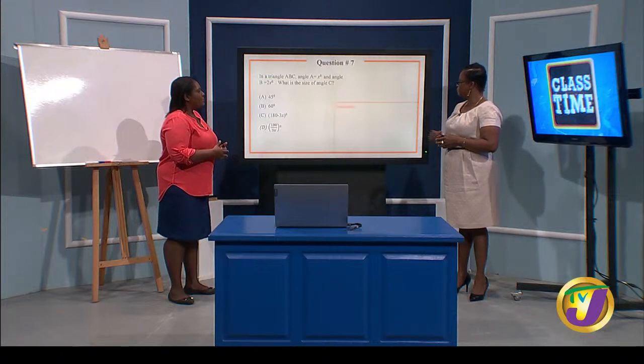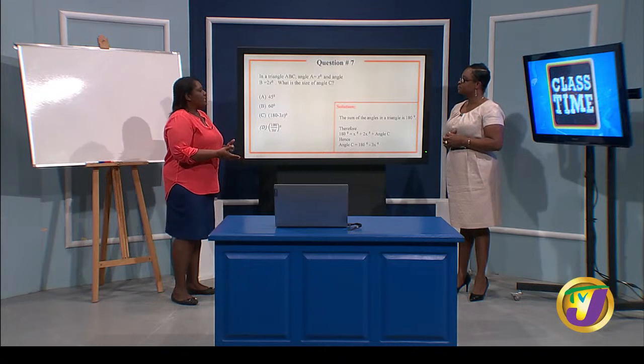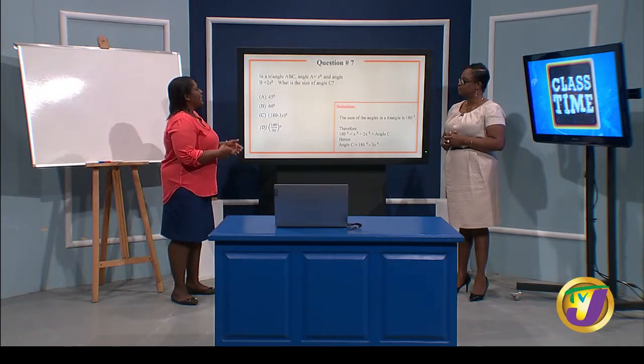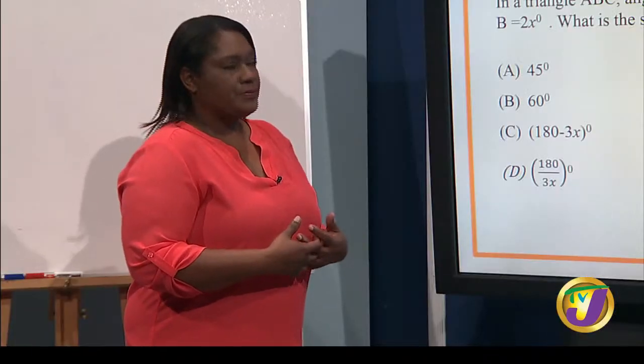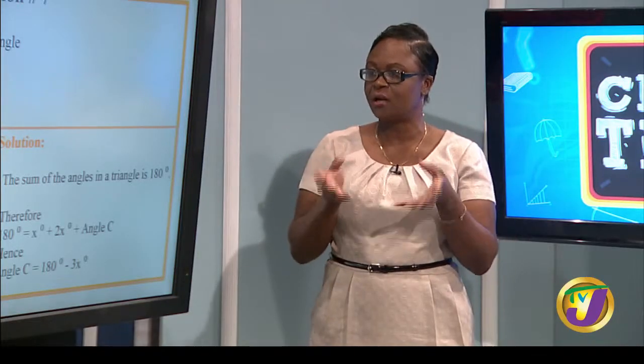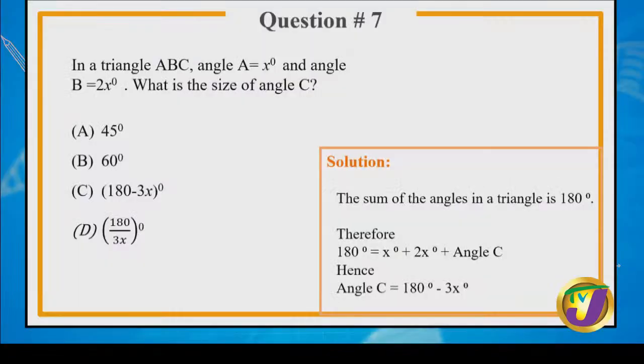If you're having problems coming up with that, put the information that you're given inside a triangle and what it is that you are required to find. We understand that the sum of the interior angles of a triangle would be 180. So what this is saying to me is that angle C added to angle B, which is 2x degrees, added to angle A, which is x degrees, all of that, the sum would be 180.